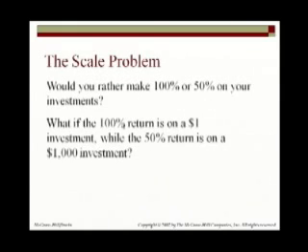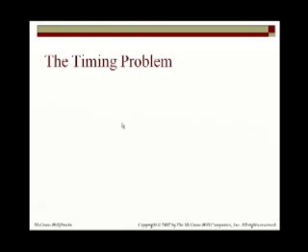The scale problem is this. Simply put, would you rather make 100% or 50%? Most people would say, oh, I'd rather make 100%. But what if I told you that the 100% is on $1 and the 50% return is on $1,000? What if I further told you that these are mutually exclusive? You either take one or the other. So the question now really is, would you rather have $1 or $500? And that's an entirely different problem.